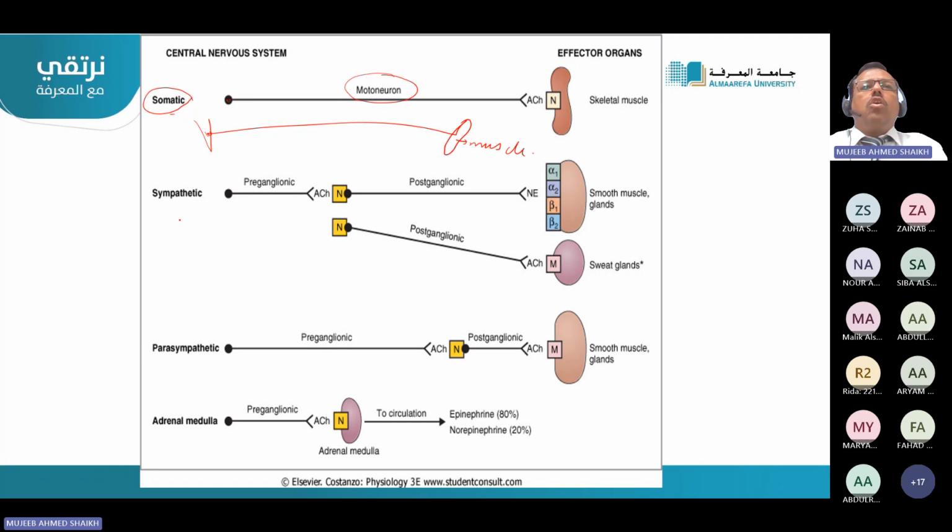Whereas in the autonomic nervous system, sympathetic and parasympathetic both start in the spinal cord and end outside the spinal cord. This is neuron number 1. Then the second neuron will start and end on the organ where it supplies. It may be smooth muscle, it may be any organ. So this is how the two neuron chain system is there.